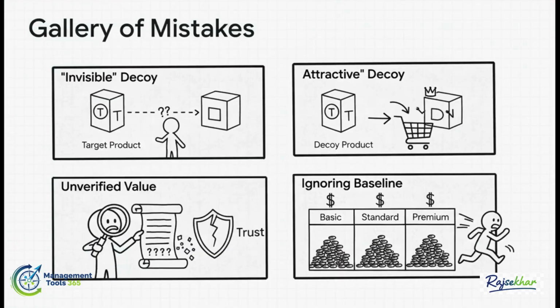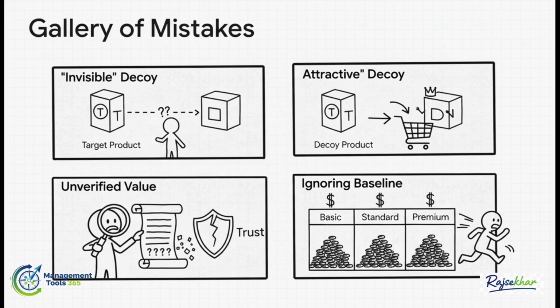If your decoy's price is too low and far away from the target, nobody's going to compare them. It becomes invisible. On the flip side, if you accidentally make the decoy too attractive, people will actually buy it, and you'll steal sales from your real target. And of course, if the whole setup feels dishonest, you just destroy trust.